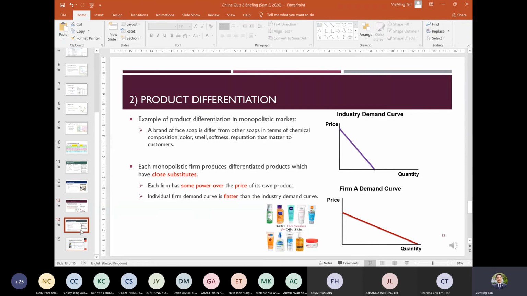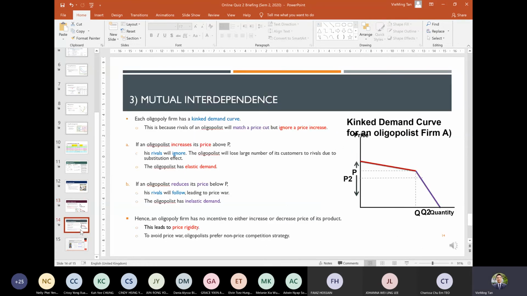Then how about the oligopoly market? For the oligopoly market, the demand curve for the whole industry is inelastic. Overall, the demand curve for the oligopoly market is inelastic. But for the individual firm demand curve, you may find that it's kinked shape, a kinked demand curve.